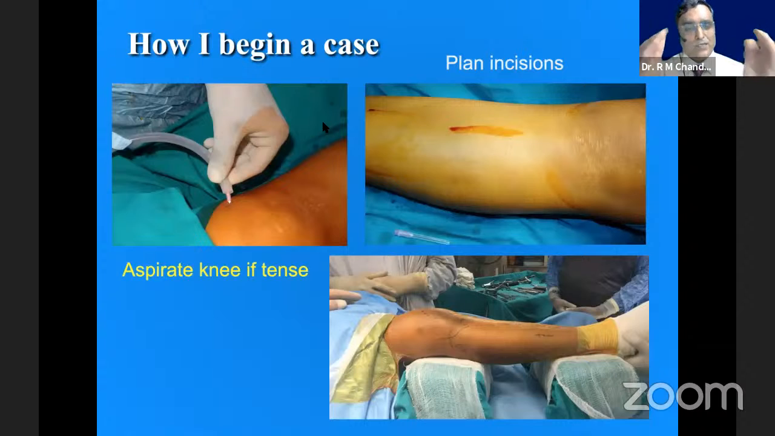So how I begin a case in short: aspirate the knee. If it is quite tense, I like to aspirate by 16 gauge needle. So whenever there is a hematoma, that gets out. Otherwise the field gets all bloody with the hematoma which is pouring out.